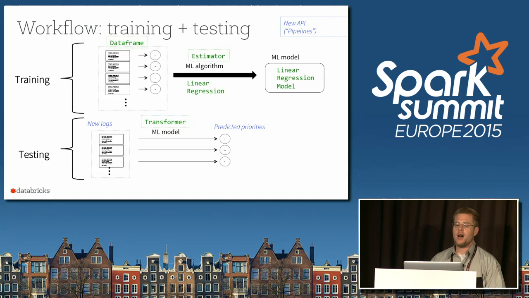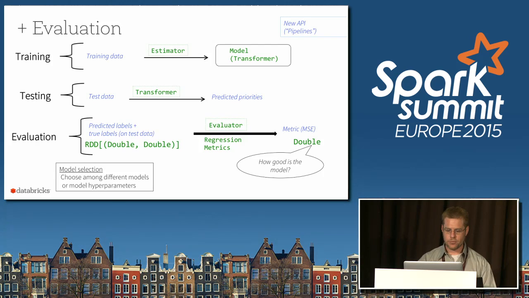In this slide, we're talking about the same thing, but we've overlaid some terms that are part of the ML Pipelines API. So there's no new concepts here, but just to give you a correspondence for these labels: when we're talking about the ML pipelines, that's the machine learning API that uses data frames, we call these algorithms estimators. We call the models transformers. So just to set the terminology there.